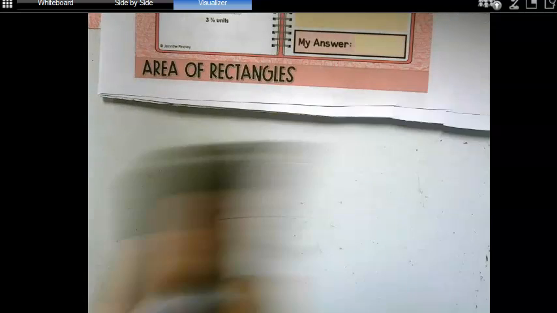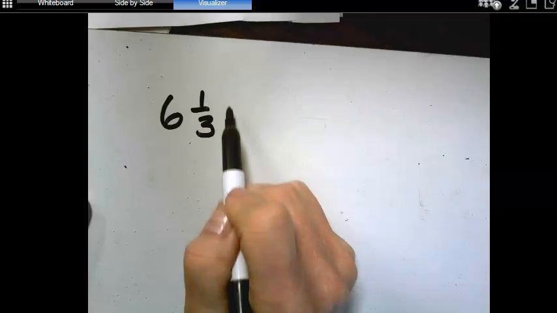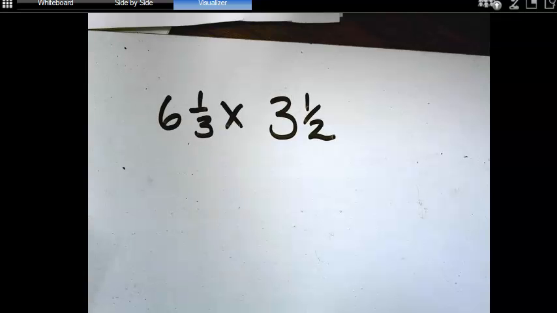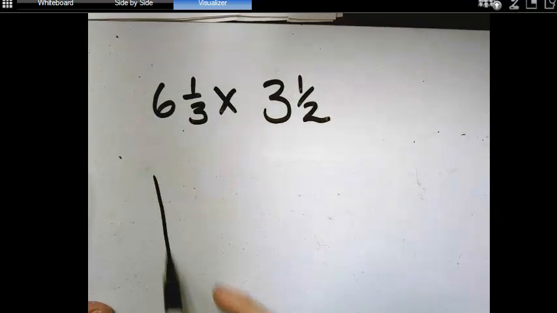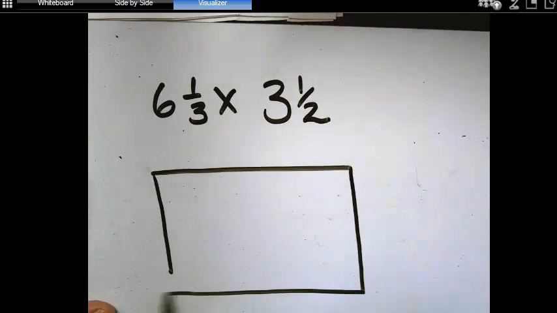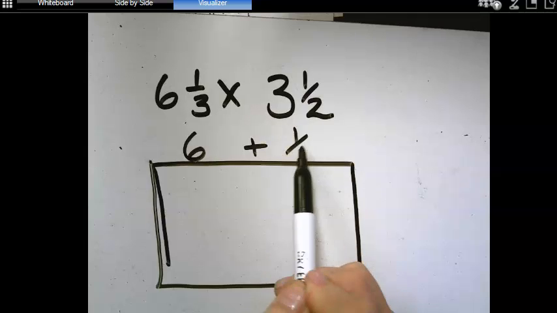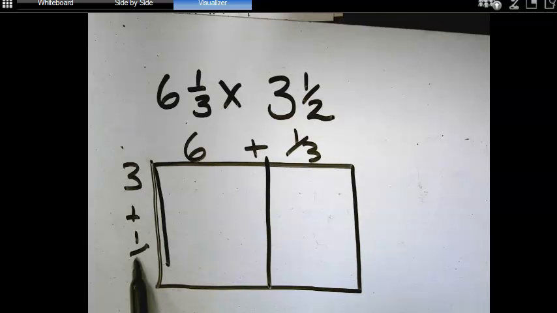All right, so let's try one more and step it out before you try some of these on your own. This one has two mixed numbers multiplied by each other. 6 1/3 times 3 1/2. I'm going to use that model to help me figure this out in the same way. And I'm going to expand my 6 1/3 along my length here. And my 3 1/2. Notice I split that up too.